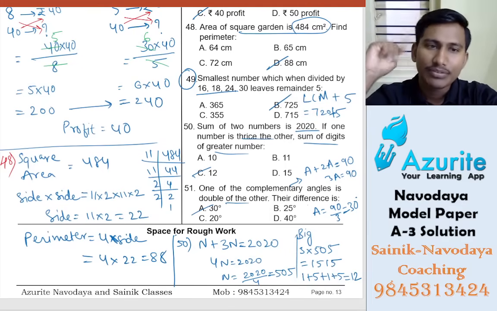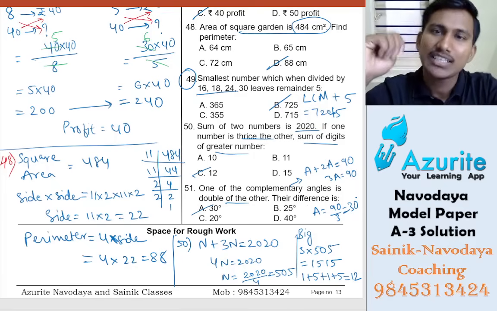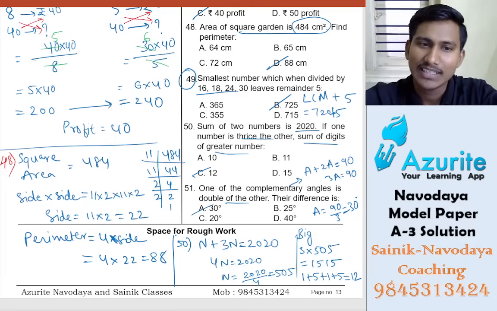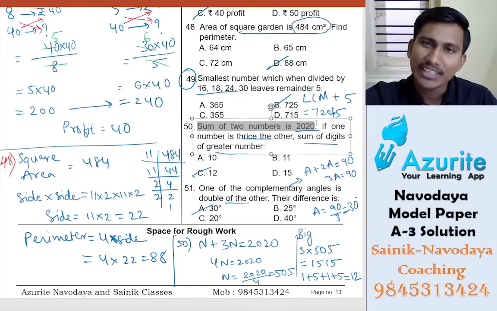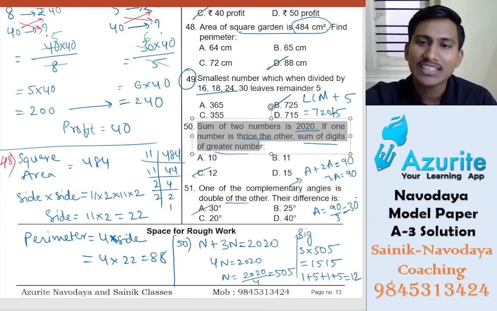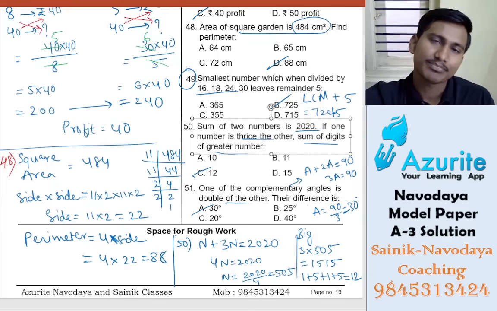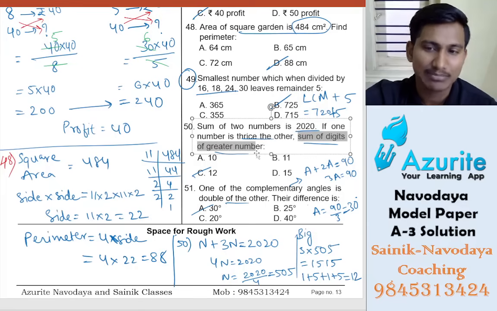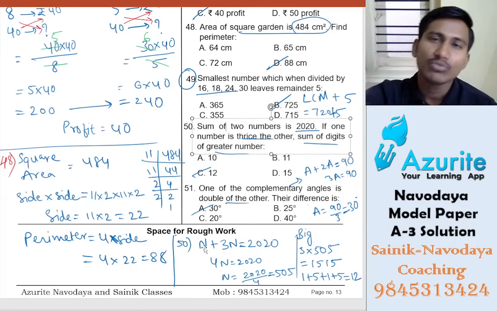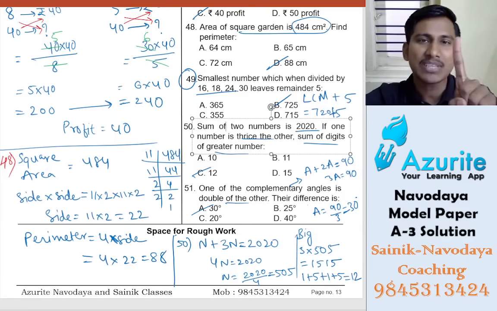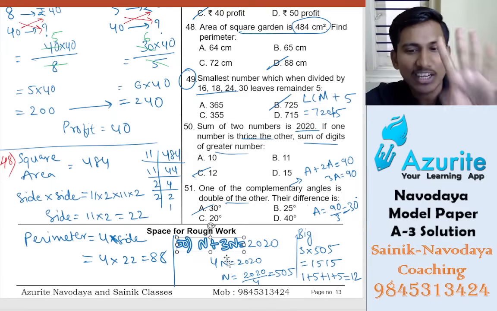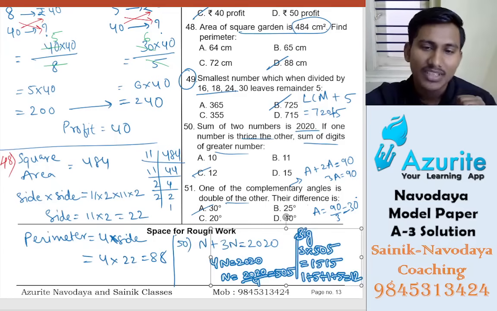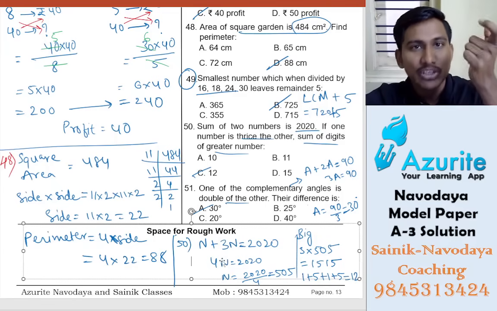So see students, the 50th question. The 50th question is easy. Listen. The sum of two numbers is 2020. If one number is thrice the other, they are asking the sum of digits of the greater number. So one number is one time means the other number will be 3 times. So total how many times? Total 4 times, which means we have to divide by 4.